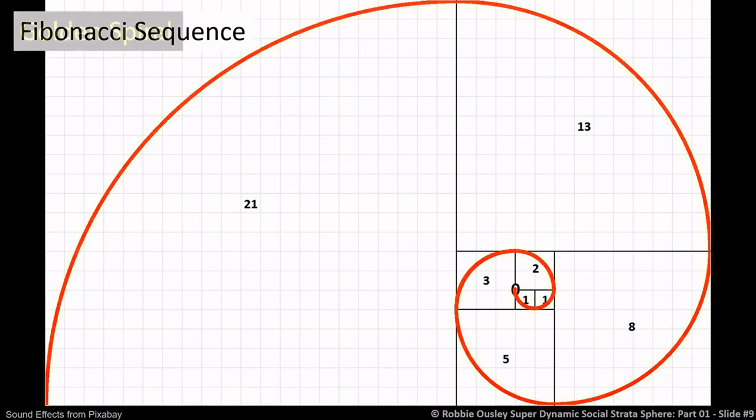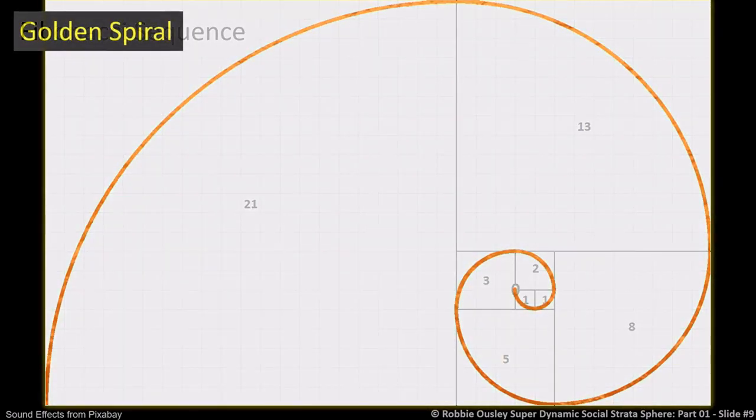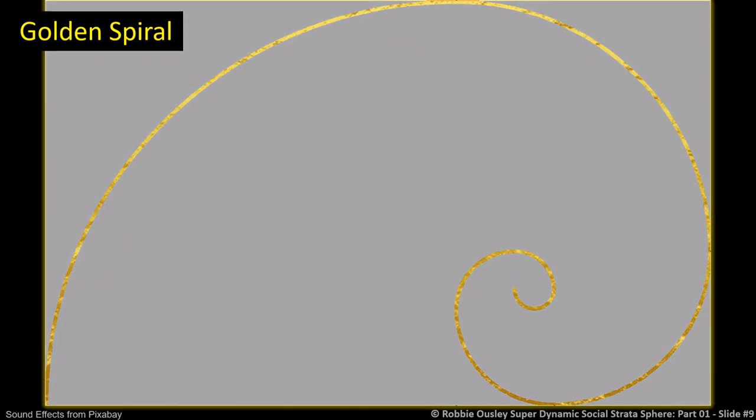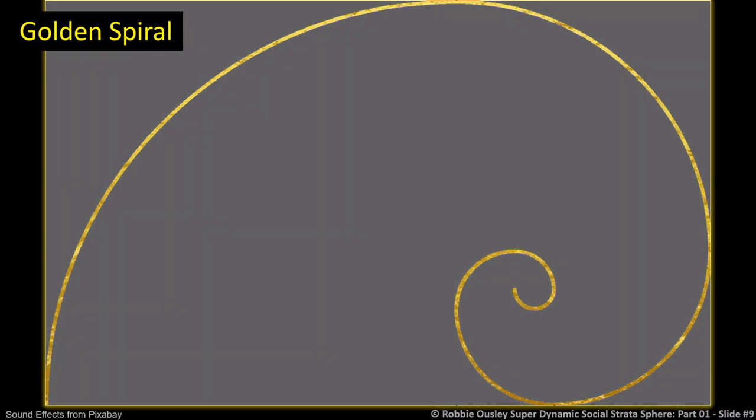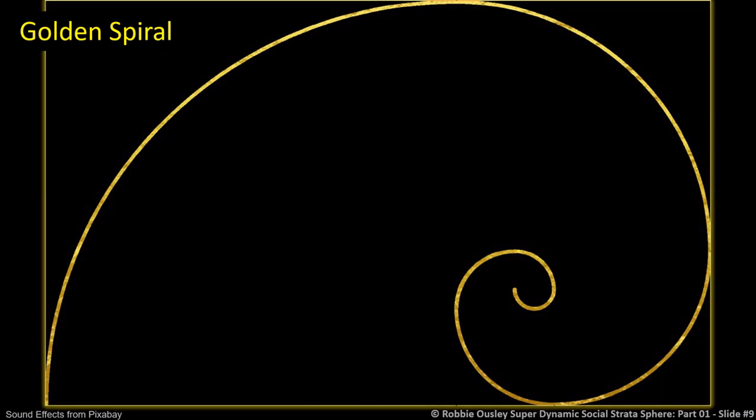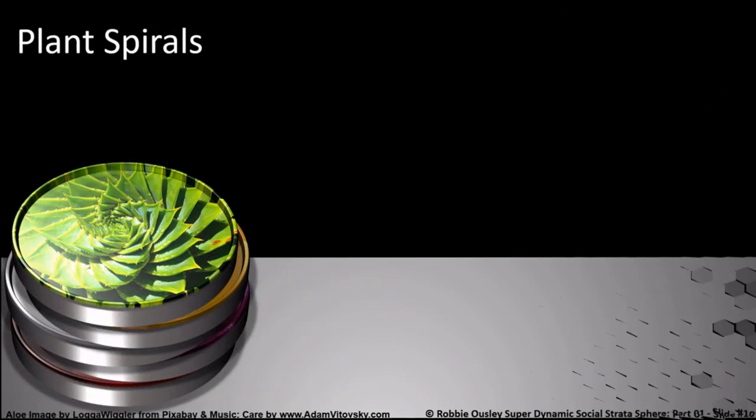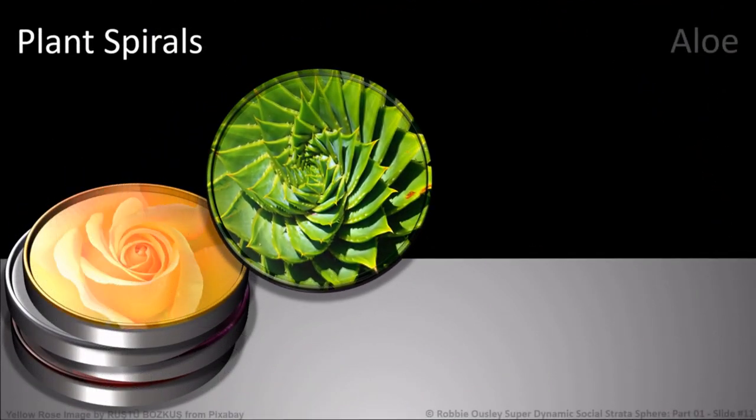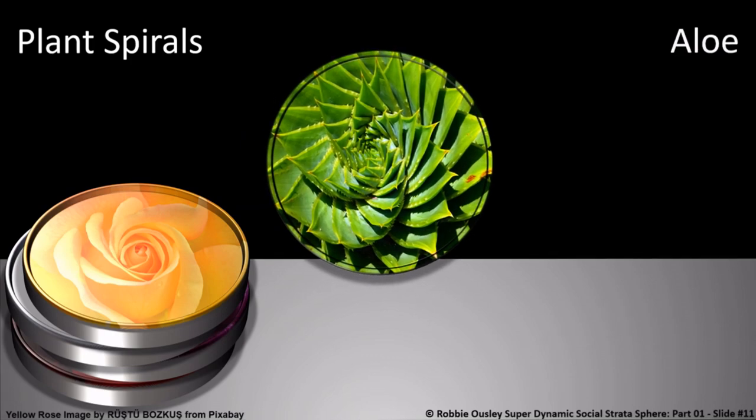The Fibonacci sequence is a fascinating and beautiful mathematical object. It has been studied by mathematicians for centuries, and it continues to be a source of wonder and inspiration. Let's look at where the Fibonacci sequence can be found in nature. Plant spirals. Aloe plants grow in spirals.